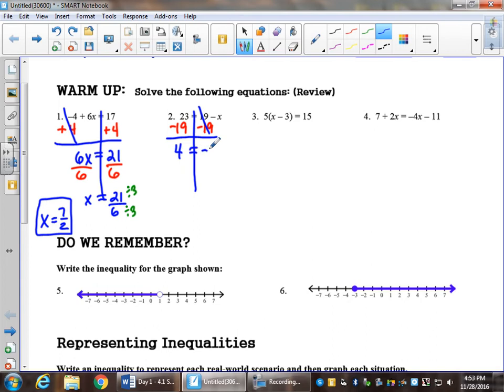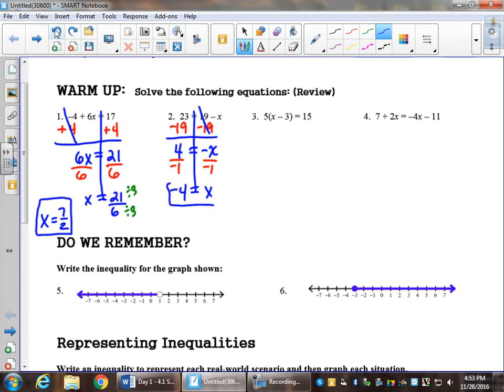So 4 equals negative x. And the question is, are we done? We are not because of this negative. So to take care of that, we'll divide both sides by negative 1. That's what that negative sign means. There's a negative 1 right there. So we get x equals negative 4.